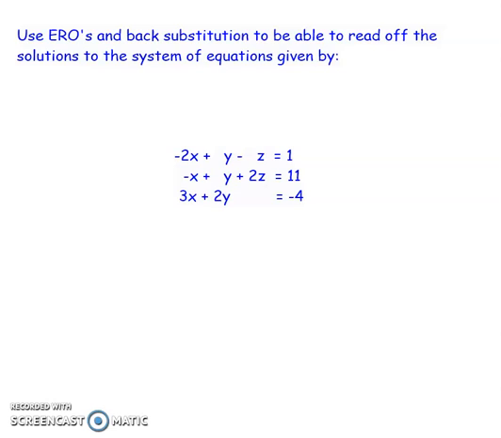So what I want you to do is use elementary row operations and back substitution to be able to read off the solution to this given system of equations. So pause the video and have a crack at that.